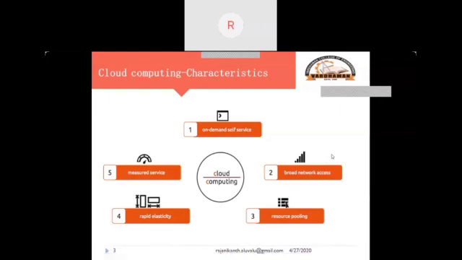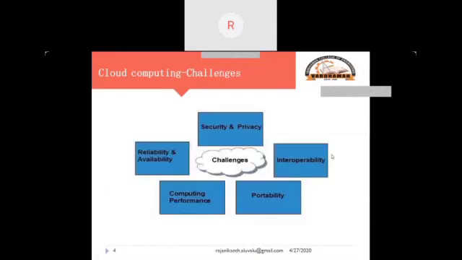So moving on to the challenges. As I just mentioned, there are many challenges. The first one is about security and privacy.